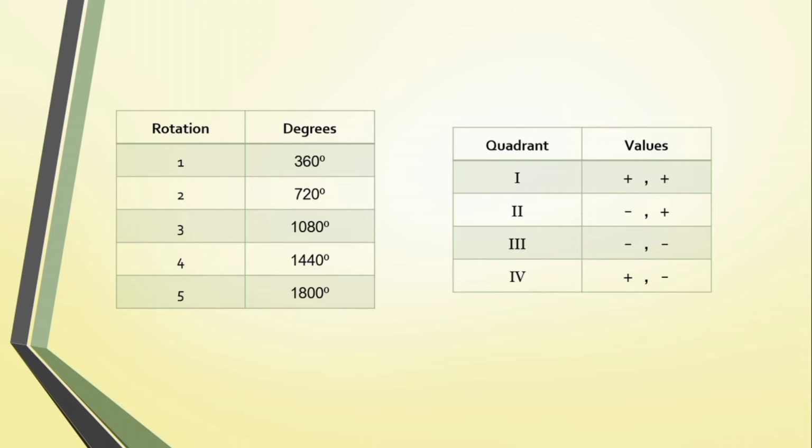Then let's proceed to the second table, which is the quadrant and the values. In quadrant 1, the values are positive and positive. In quadrant 2, the values are negative and positive. In quadrant 3, the values are negative and negative. And lastly, in quadrant 4, the values are positive and negative.